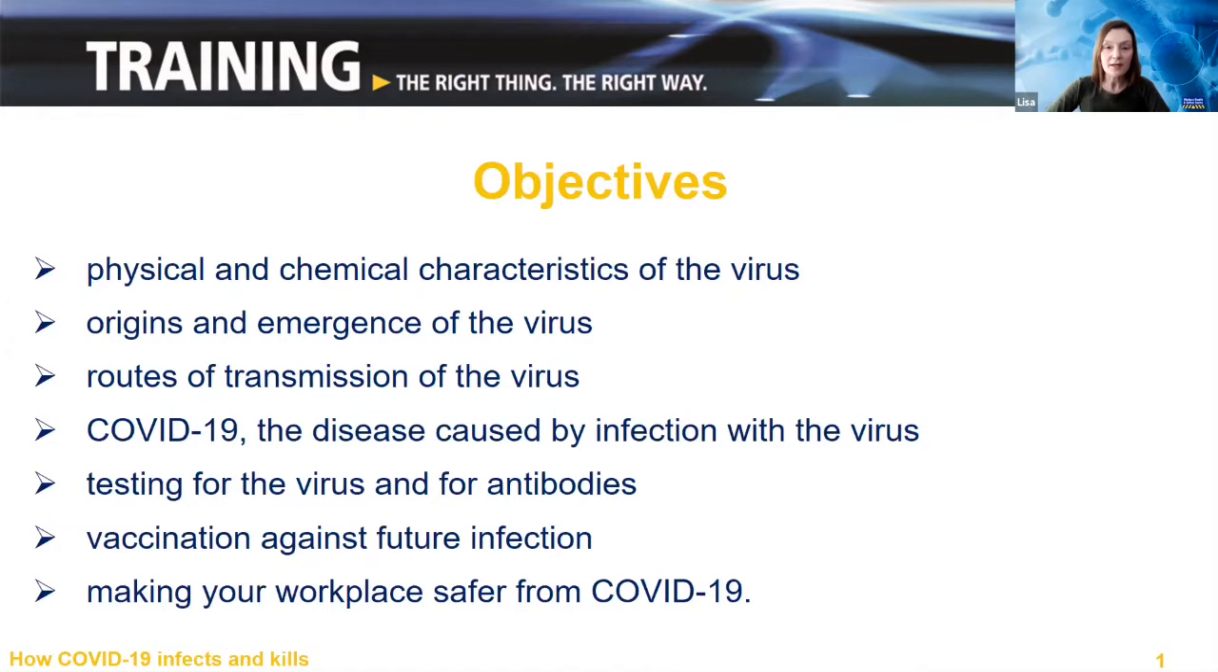Today's topic is on the characteristics of the virus that causes COVID-19. This webinar will focus on physical and chemical characteristics of the virus, origins and emergence of the virus, routes of transmission, COVID-19, the disease caused by the virus, testing for the virus and antibodies, vaccination against the virus, and making your workplace safer from COVID-19.